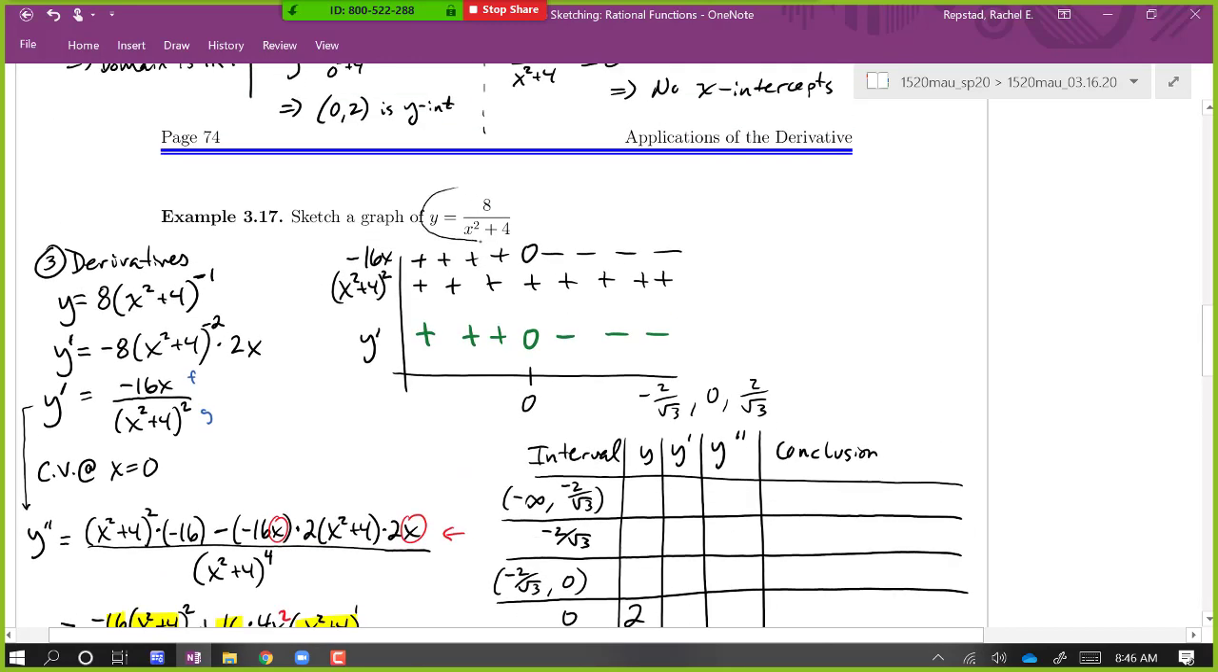Whatever the value is, it has to be the same for positive and negative 2 over root 3, because the only place x appears in that function is when it's being squared. So changing the sign of x doesn't matter. It's not going to affect the value of the function.